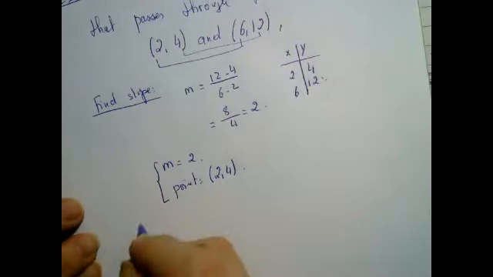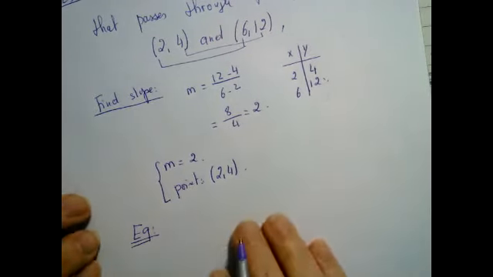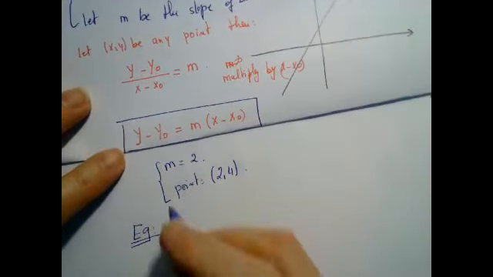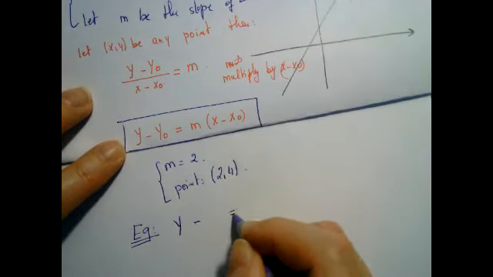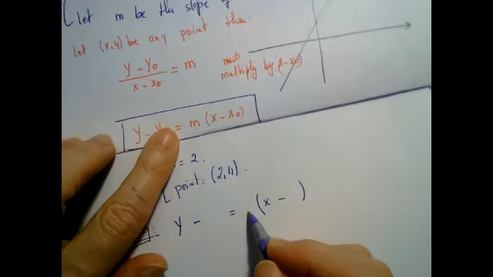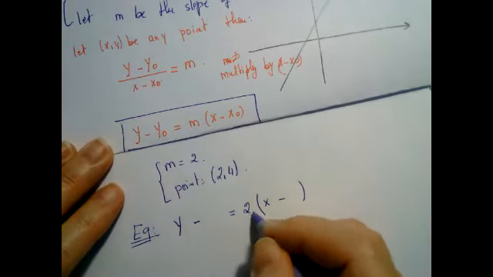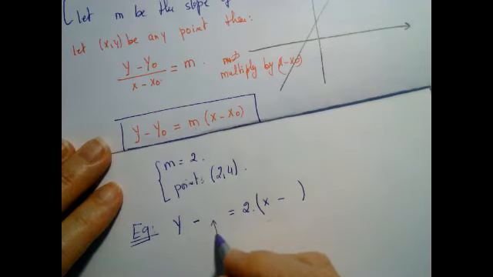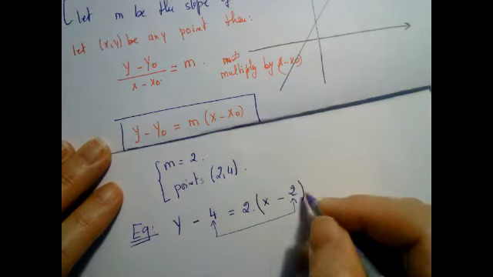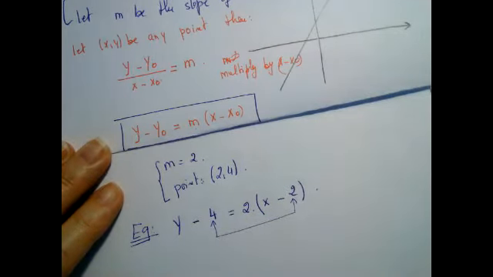Now the equation becomes, using the point slope form, y minus blank equals blank times x minus blank. Now what goes in every spot? Right here is the slope, which is 2. Right here goes the point. You have 2 points and can pick any one you want. Suppose I pick (2, 4). So y is 4 and x is 2. That's how we use the point slope form.